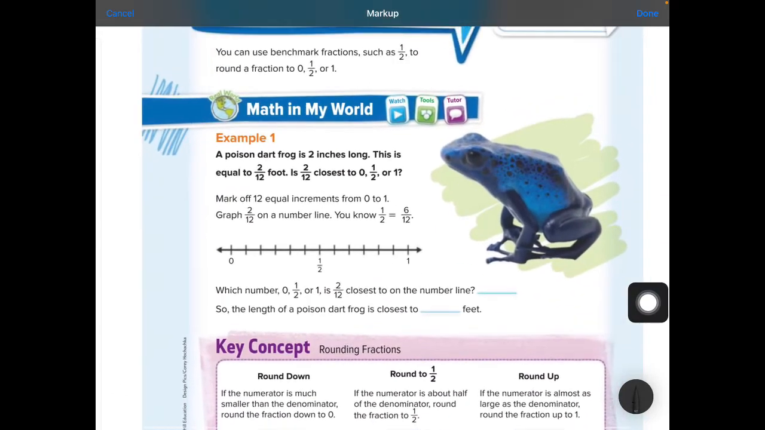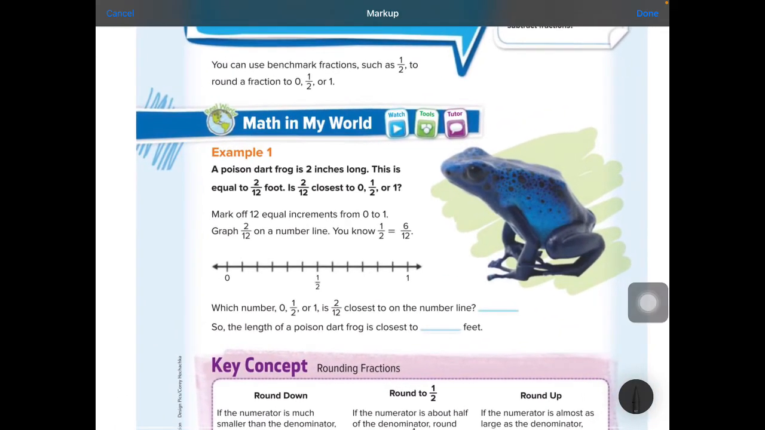Let's begin. They're called benchmark fractions, where you use 0, a half, or 1 whole number. A poison dart frog is 2 inches long. This is equal to 2/12 of a foot. Is 2/12 closest to 0, a half, or 1?